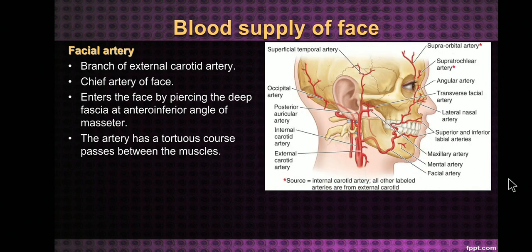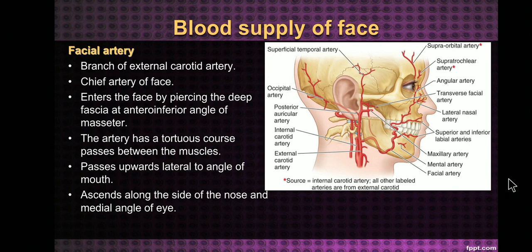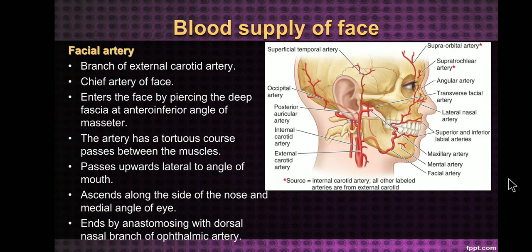and you are able to see. And finally it terminates at the medial angle of the eye by anastomosing with the dorsal nasal branch of the ophthalmic artery. So the terminal part of the facial artery is actually called the angular artery.